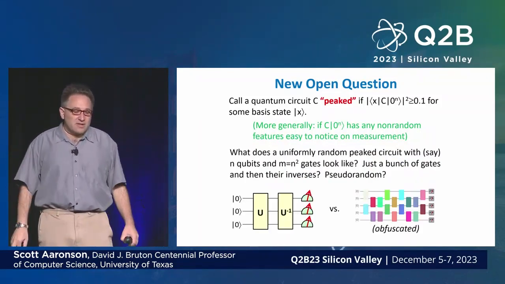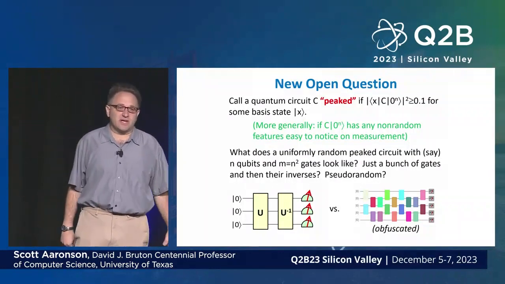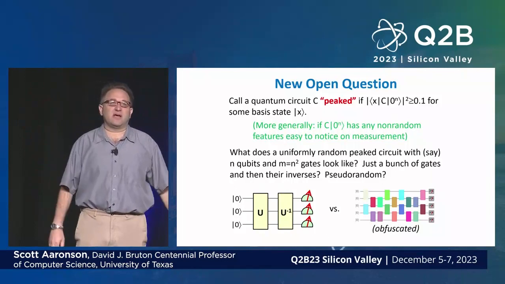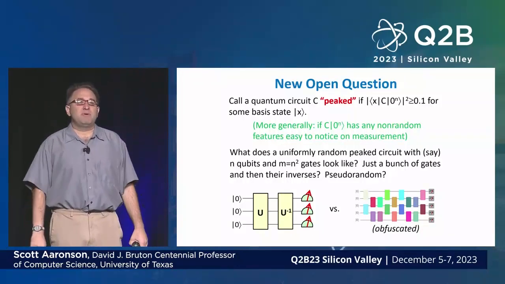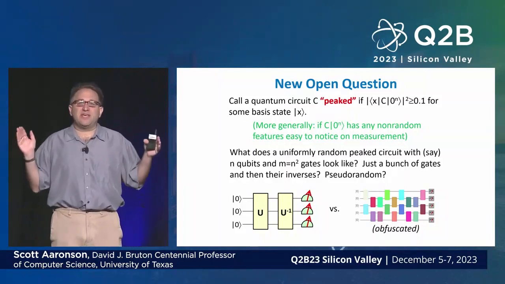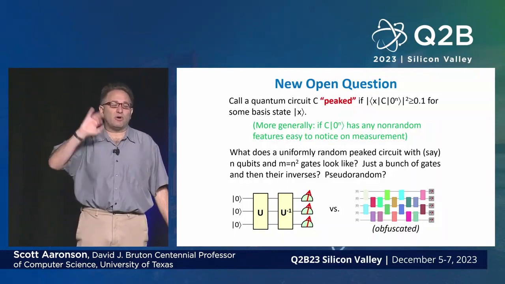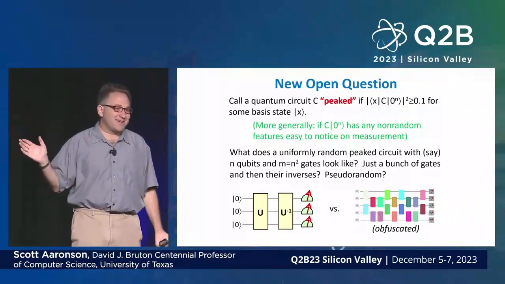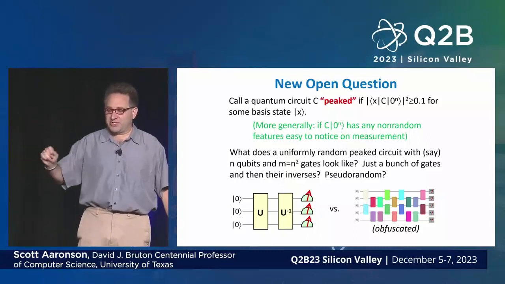Now I'm going to ask the following. Suppose that I pick a random quantum circuit, which is just the kind of thing that's done in Google's and USTC's existing experiments. But now I condition on the event that that circuit is peaked. So I throw away all of the quantum circuits that are not peaked, and I keep only the ones that happen to have this special property.